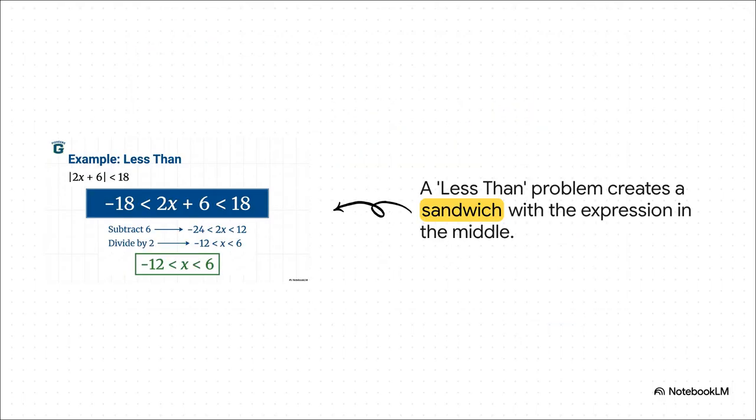Okay, let's put the sandwich rule to work. We see the expression is less than 18. Ding, ding, ding, that's our cue. We immediately set up a sandwich, putting the 2x plus 6 right in the middle, between -18 and +18, and from there, it's just a regular 3-part inequality. We just solve for x in the middle to find our answer.